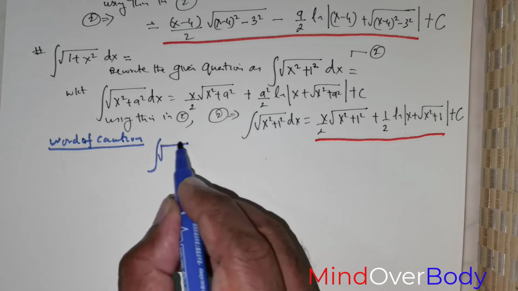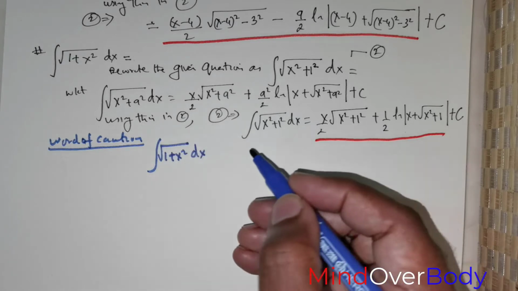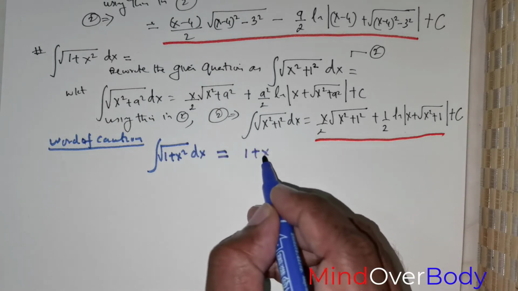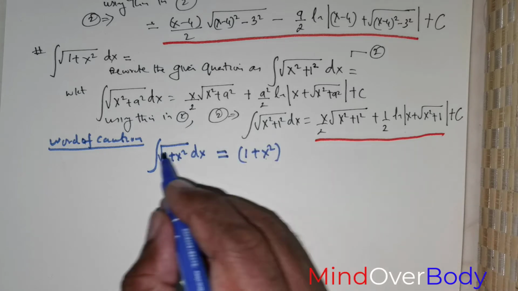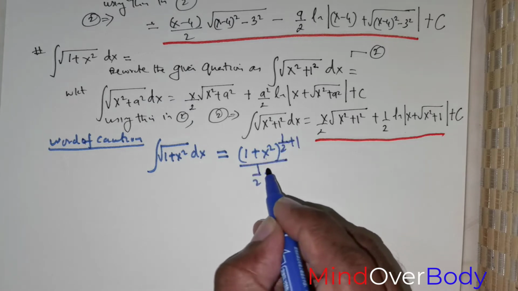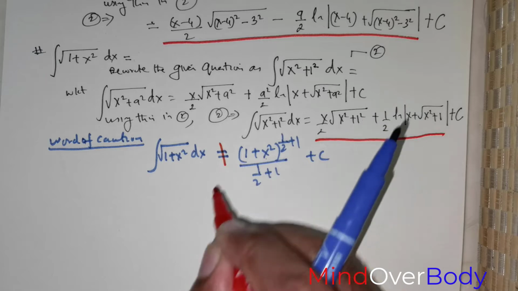Now do not think the integral of root of 1 plus x squared times dx is equal to (1 plus x squared) raised to the power of, this is 1 over 2, so it's going to be 1 over 2 plus 1, divided by 1 over 2 plus 1, plus c. Do not do that. This is not equal, right?